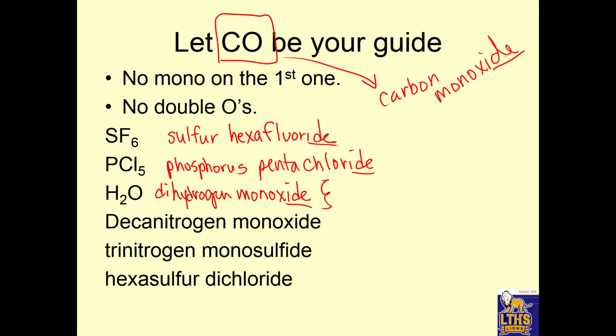Decanitrogen monoxide. Okay, so we got nitrogen, we got oxygen. How many nitrogen? 10. How many oxygen? 1. Okay, I totally made that molecule up, but at least you can figure out how to make it. Trinitrogen monosulfide. So we got how many S's? Just 1, so I'm good there. How many nitrogen? 3. Okay. Hexasulfur dichloride, chloride comes from chlorine. Hexasulfur, 6 sulfur, 2 chlorine. All right, I made these up. I don't even know if they exist, but I just wanted to practice the prefixes and show you.